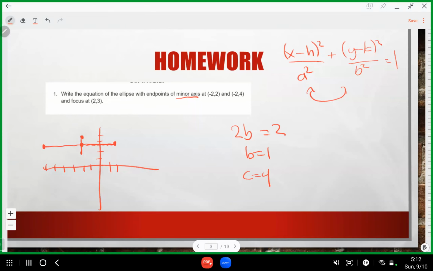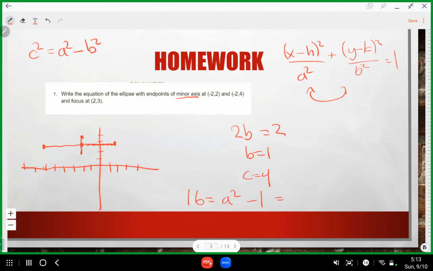That's our foci, but our vertices are also outside of that. So to find a, how do we find a? Do you remember how to find a? We need to use this relationship between c, b, and a. Once we have two of them, we can find the third. We know that c squared is equal to a squared minus b squared. So now you know how to find it. What is a? 16 equals a squared minus 1.